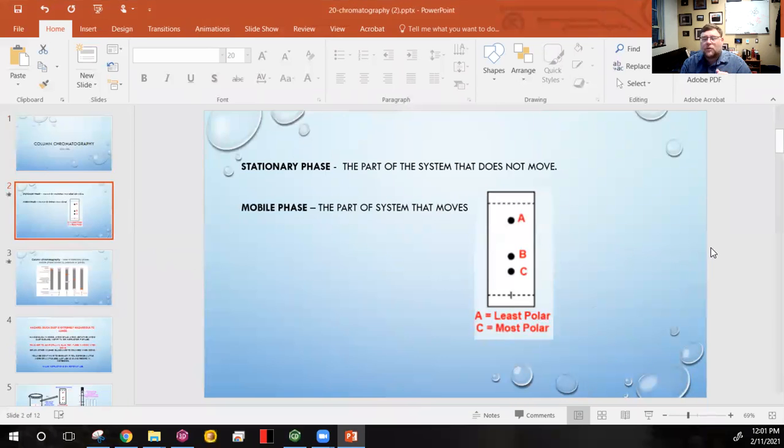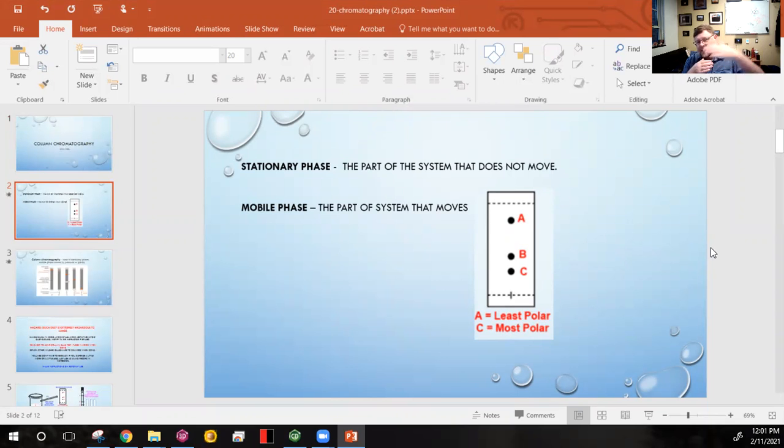Okay. So remember from TLC, the stationary phase is the part of the system that doesn't move. In the TLC we did last week, that is silica gel or silicon dioxide. The mobile phase was an organic solvent. And in that system, the less polar a compound is, the faster it would move because it would spend more of its time in that nonpolar organic solvent.